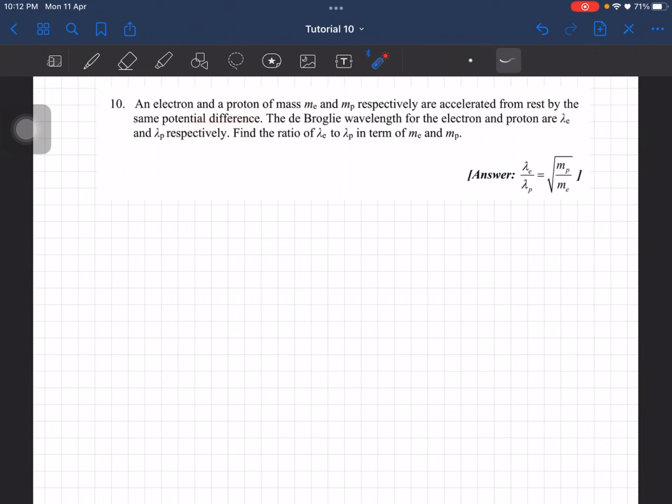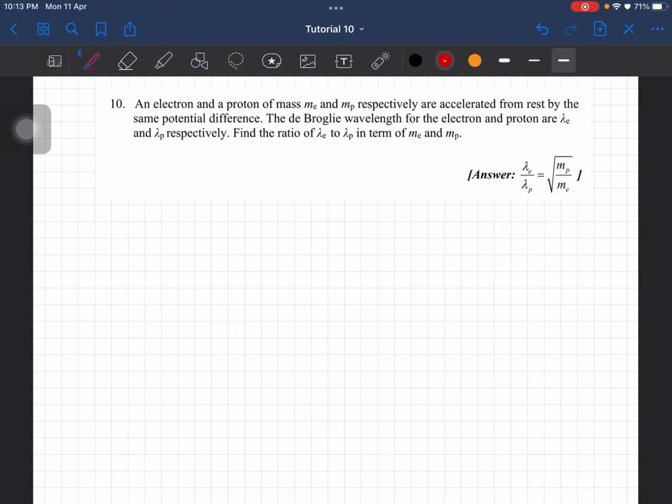So the de Broglie wavelength, okay, I've googled how to pronounce it. It's not de Broglie as how I pronounced it before. It's actually de Broglie wavelength for the electron and proton are shown here as well. So find the ratio of this in terms of the masses of electron and proton.